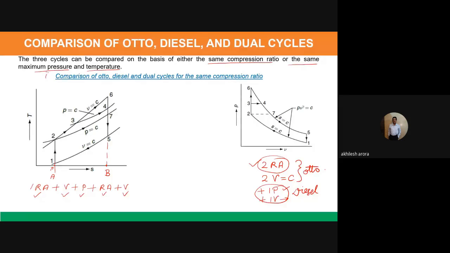The first case we are going to consider is the comparison of Otto, diesel, and dual cycles for the same compression ratio. You know that the compression ratio is given by rc, and it is equal to V1 by V2. I have already told you that V1 is equal to Vc, which is the clearance volume, plus Vs, which is the stroke volume, divided by V2. V2 is nothing but the clearance volume. So this is the value of rc. And I have told you that for a petrol engine Otto cycle, the value is somewhere between 9 to 10.5.